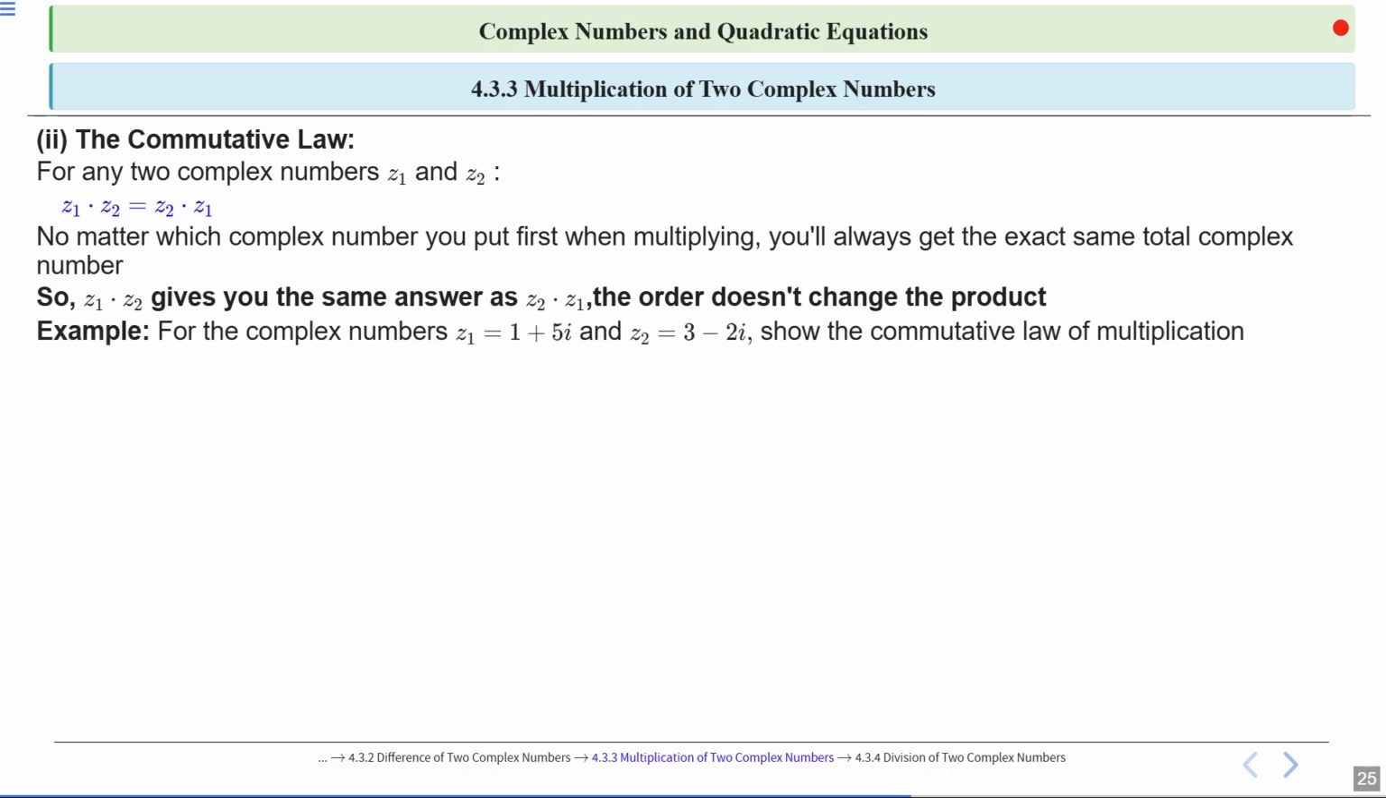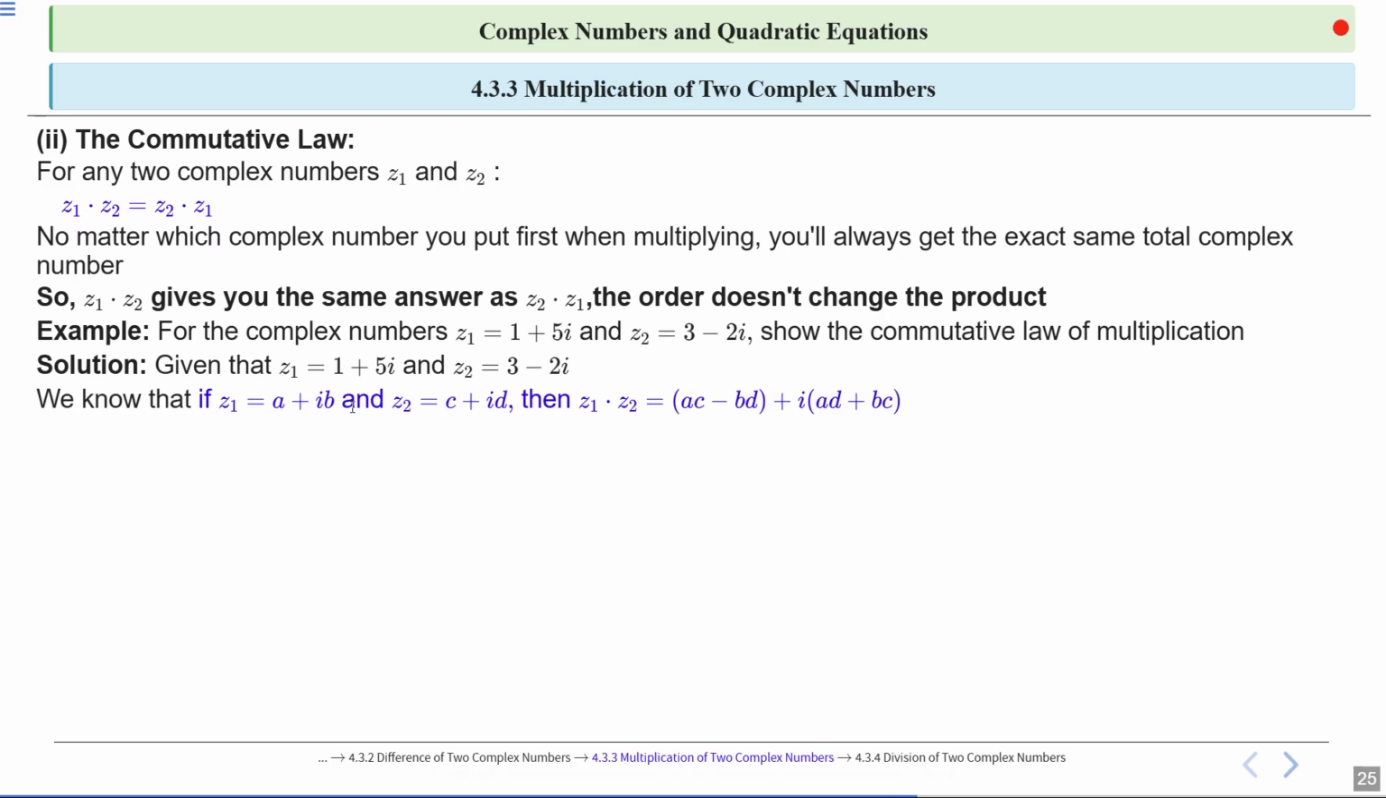Let's look at a specific example to see this law in action. Suppose we have two complex numbers z1 equals 1 plus 5 times iota and z2 equals 3 minus 2 times iota. Then show the commutative law of multiplication. So let's see the solution. Given that z1 equals 1 plus 5 times iota and z2 equals 3 minus 2 times iota. We know that if z1 equals a plus iota b and z2 equals c plus iota times d, then z1 times z2 equals ac minus bd plus iota times ad plus bc.